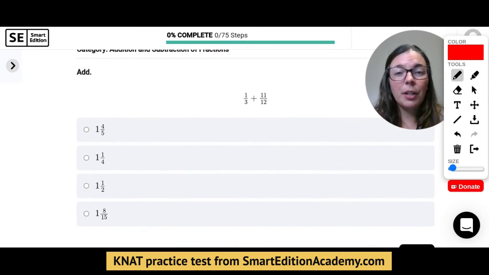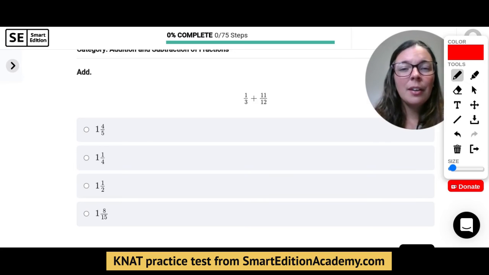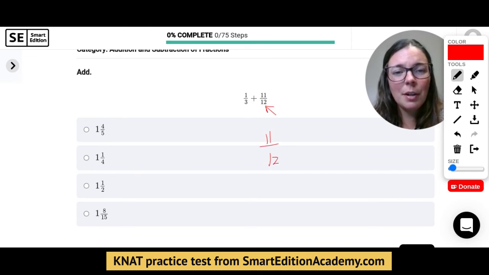Okay, so we've done quite a few different questions with addition and subtraction of fractions. So this might be a great question for you to pause the video and give this a shot. 1/3 plus 11/12. Okay, if you're doing this along with me, looks like 12 is a multiple of 3, so we can just leave 12 as our denominator. So 1/3, 3 times 4 would be 12, so multiply the top by 4, and when we add these together, we get 15/12. So now let's turn this into a mixed number.